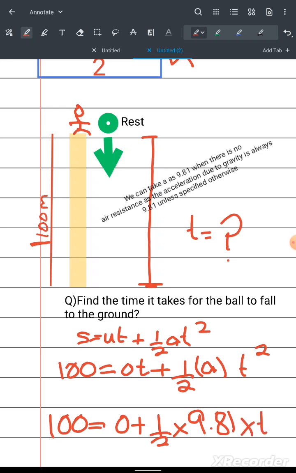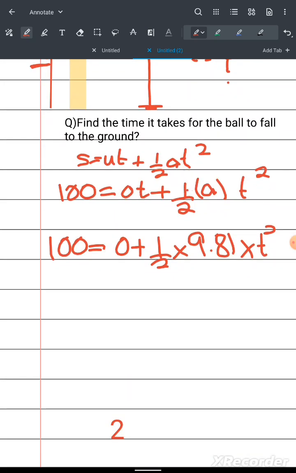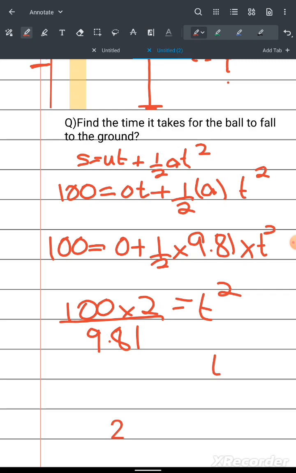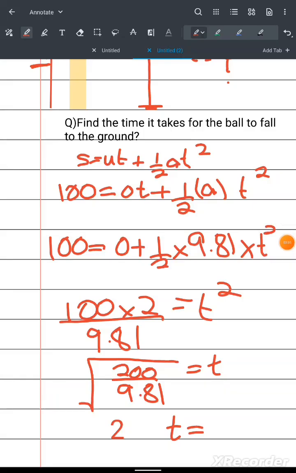into t square. The 2 is going to go to multiply on that side, so 100 multiplied by 2 over 9.81 equals t square. We further solve this to find the value of t. t equals 4.52. Okay, this is the second question solved.